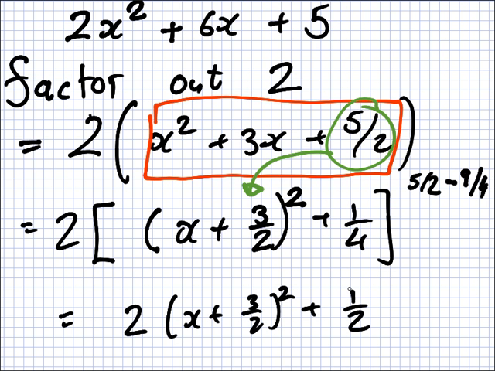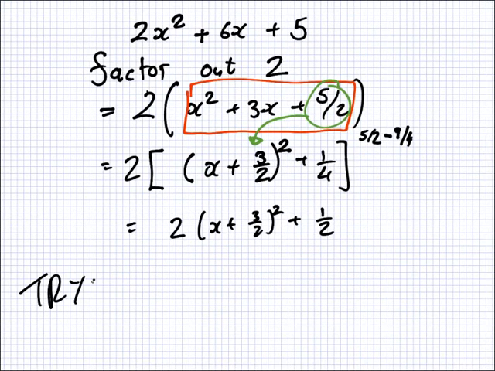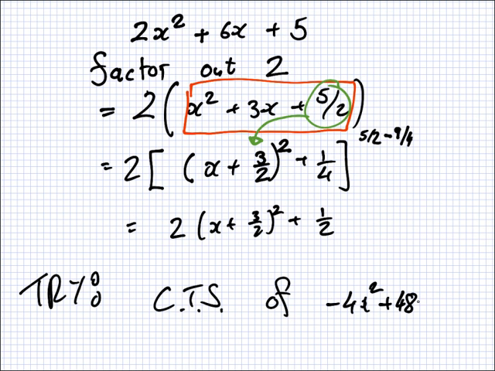Right. I've done a few examples. I'll give you a little bit of a harder one to try now. So when you write that down, I want you to try this one. Complete the square of, let's say, minus 4x squared plus 48x minus 146. A little bit messy, but it's good practice. Try this one.